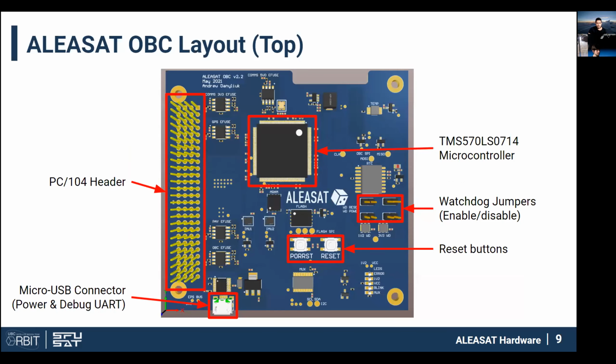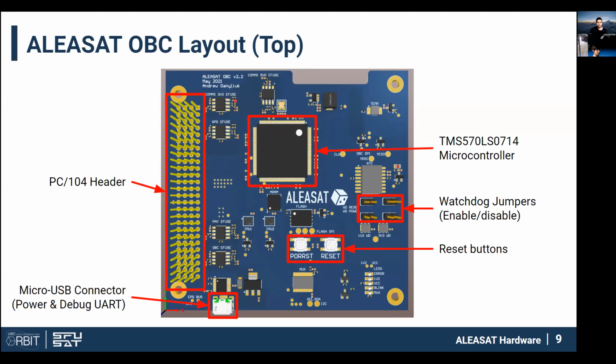And this is what the ALEASAT OBC actually looks like. This is the second revision, which we haven't actually manufactured yet, so it might change a little bit between now and when we manufacture it, but probably not too much. This is the microcontroller. For firmware developers, you will be learning lots about this microcontroller. It's a TMS570, and the specific model is the LS0714. And then this is the PC104 header. PC104 is a standard for an interconnect between PCBs.